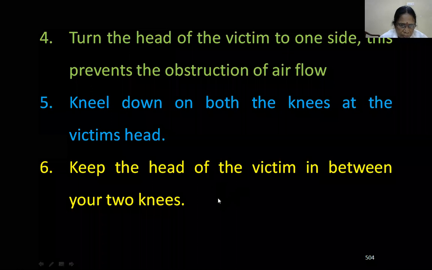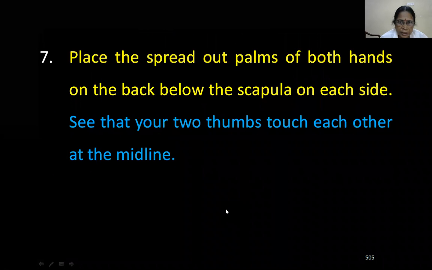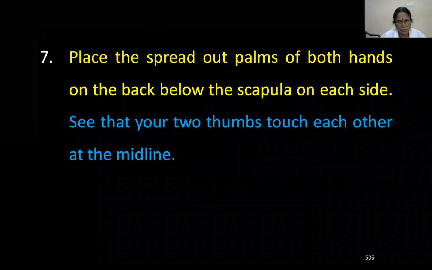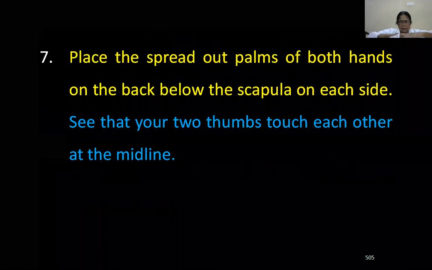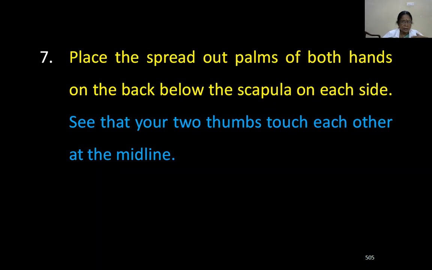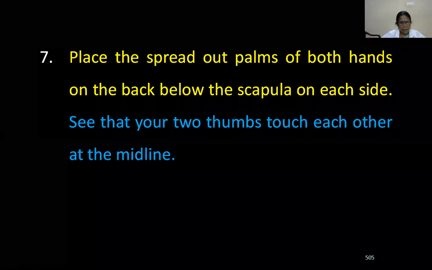He keeps the head of the victim in between his knees, and then places both palms of both hands on the back of the patient, below the scapula on each side. The patient is lying in a prone position. He keeps both hands on the lower part of the scapula on each side, so that the two thumbs touch each other at the midline.